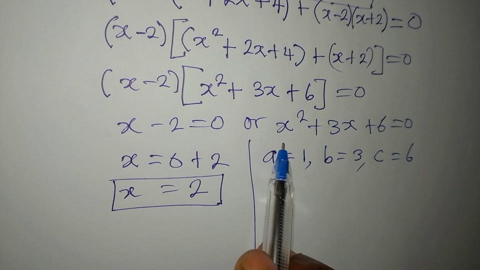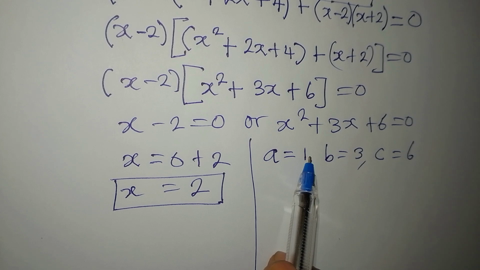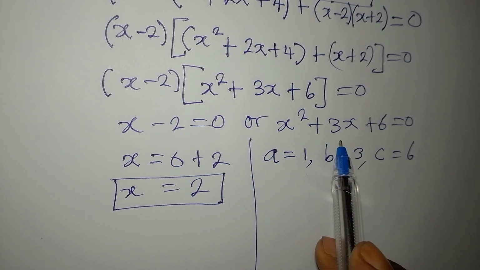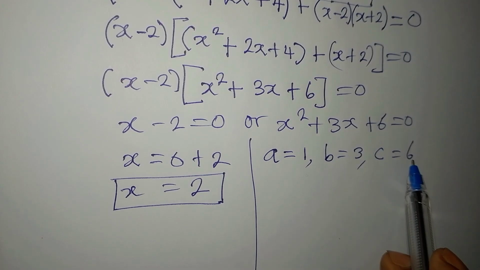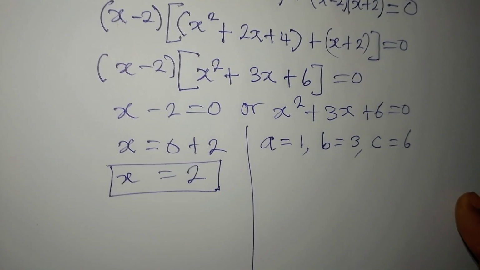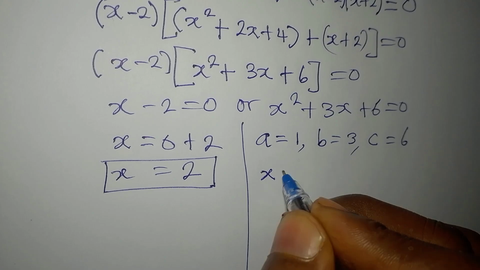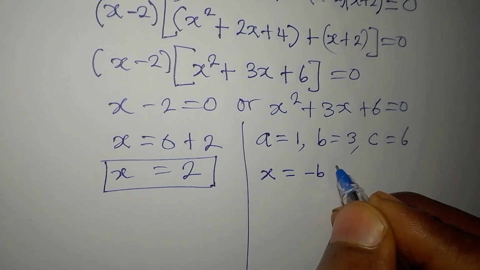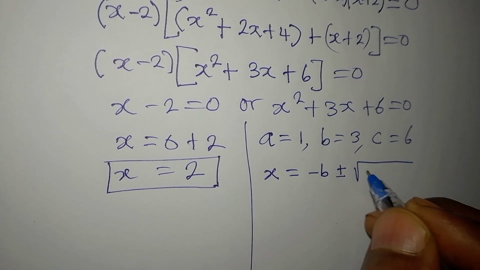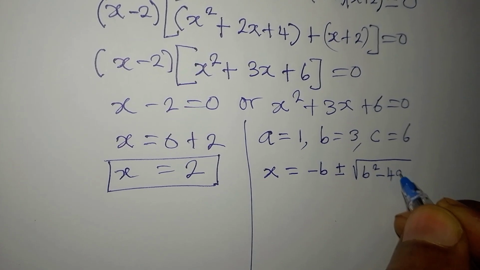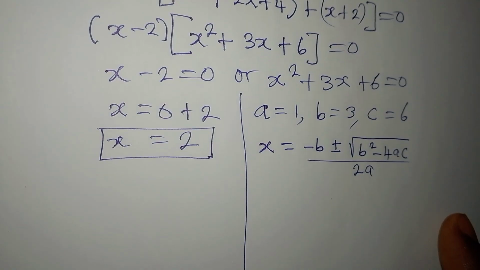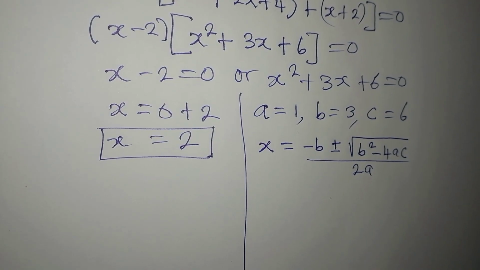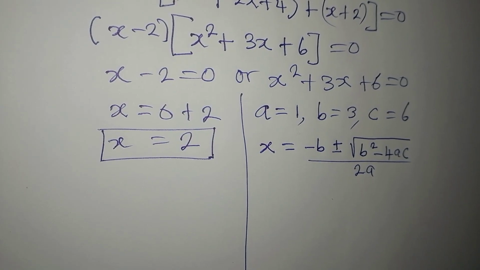a is the coefficient of x squared, right? The coefficient of x squared is plus 1. Coefficient of x is 3, and the constant is 6. Now, what is the formula we're going to use? The formula is x equals minus b plus or minus square root of b squared minus 4ac, all over 2 times a. Once you know the formula, that is all. The next thing is to substitute right into the formula.